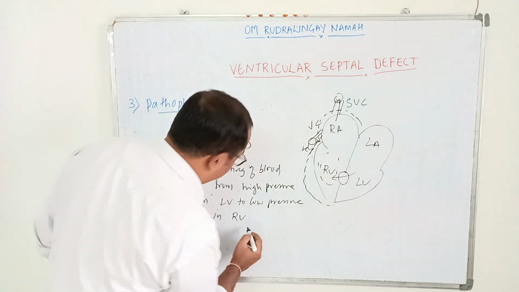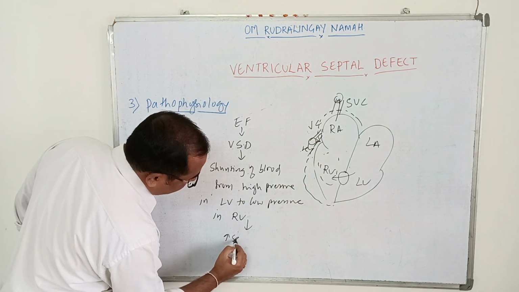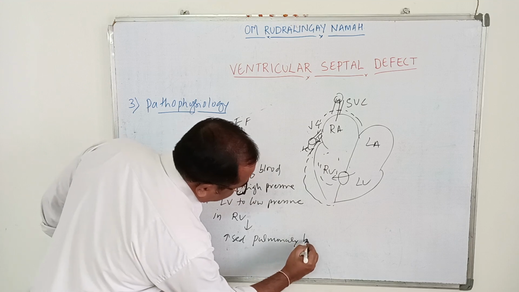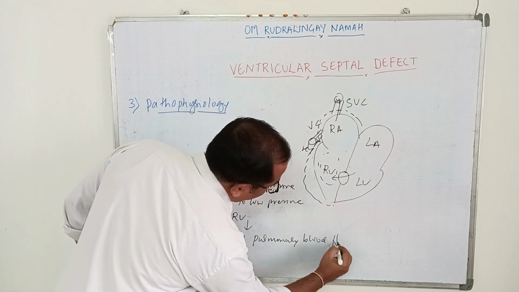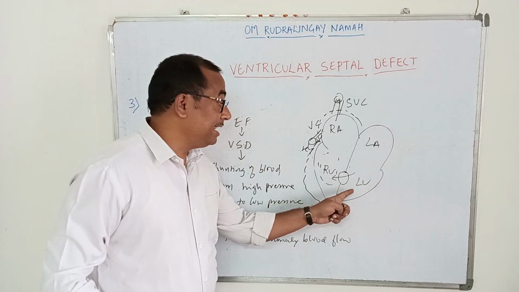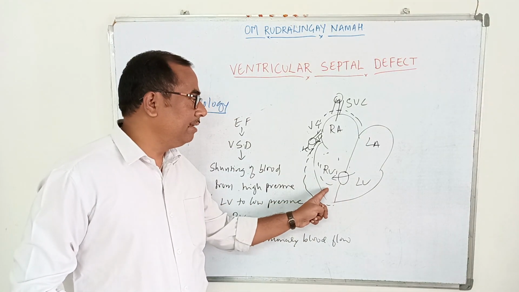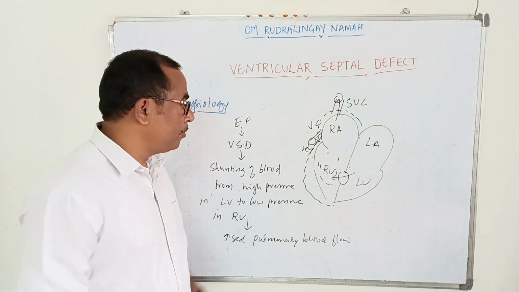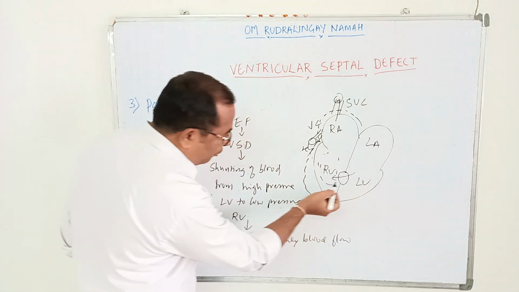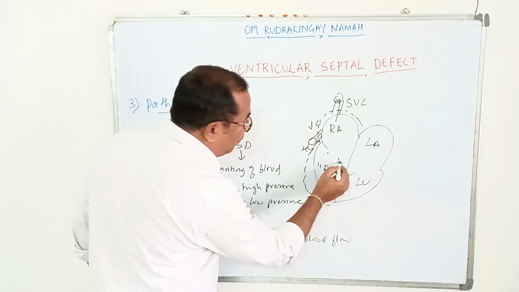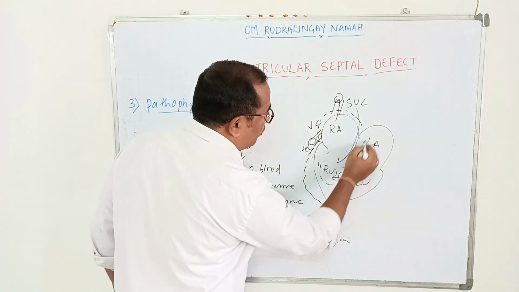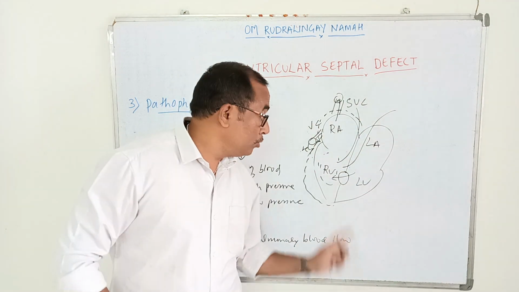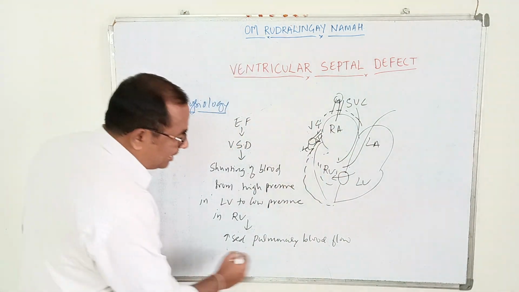So because of this, what happens here? There is increased pulmonary blood flow. Blood is sent from the left ventricle to the right ventricle because the pressure in the left ventricle is more than the right ventricle. So more blood is sent from the left ventricle to the right ventricle, and more blood will go for oxygenation, that is through the pulmonary artery. So there is increased pulmonary blood flow.